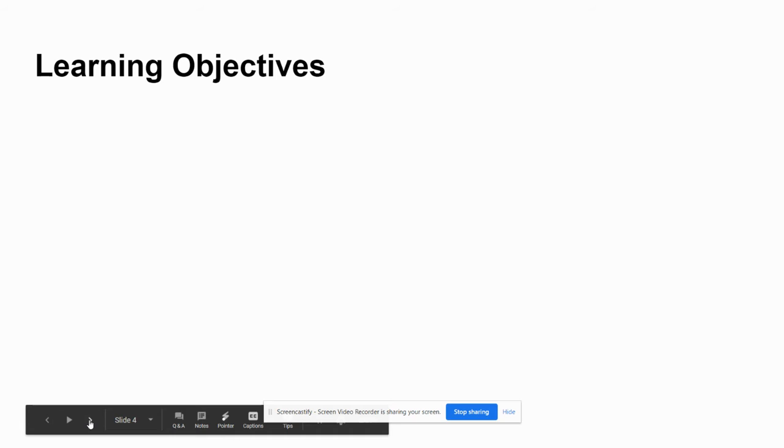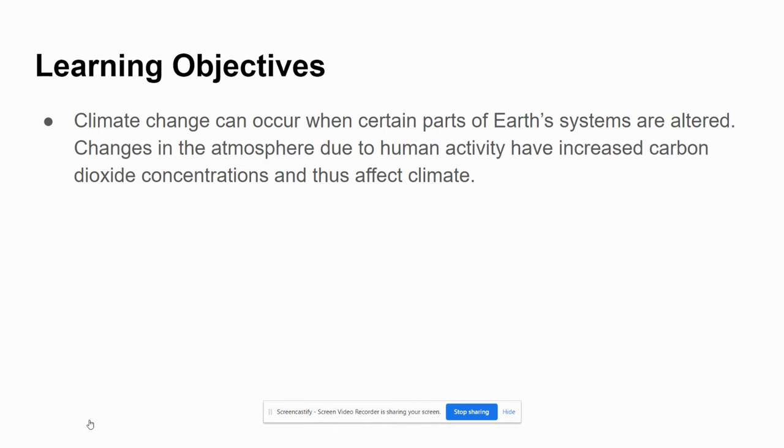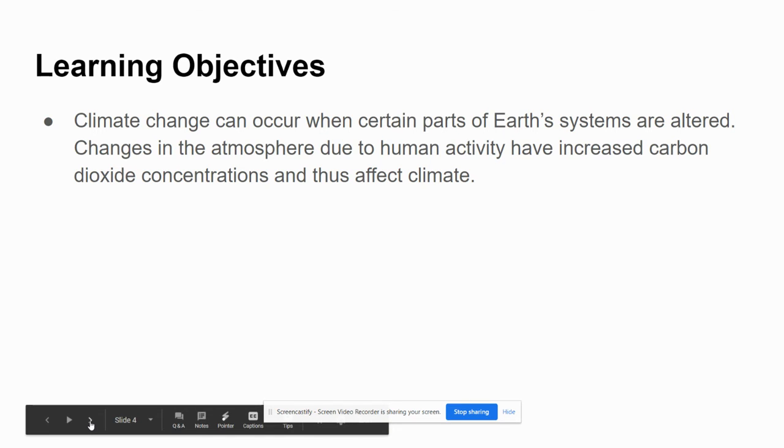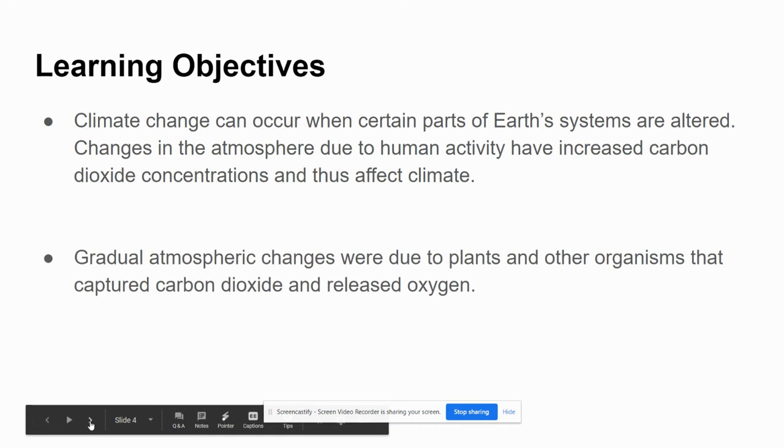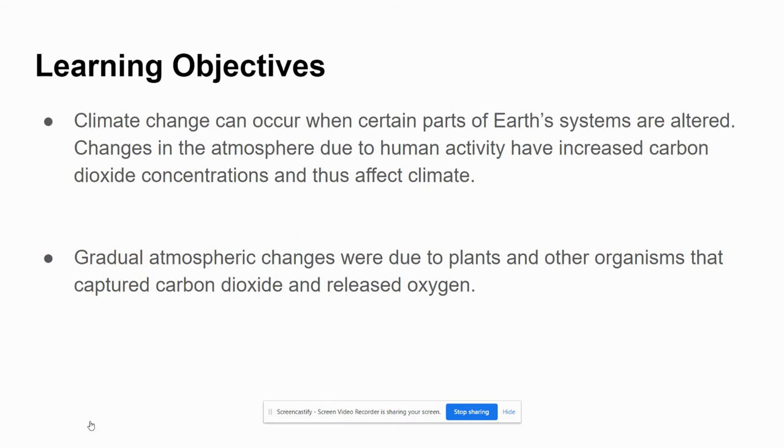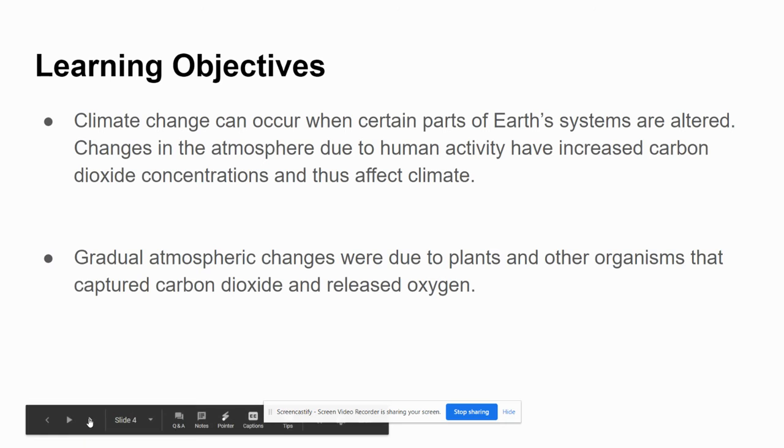The learning objectives for this lesson are: climate change can occur when certain parts of the Earth systems are altered. Changes in the atmosphere due to human activity have increased the carbon dioxide concentrations and thus affect the climate. Gradual atmospheric changes were due to plants and other organisms that captured carbon dioxide and released oxygen.